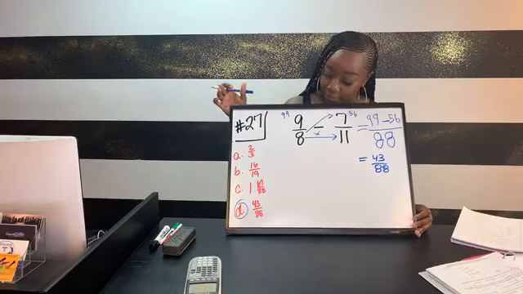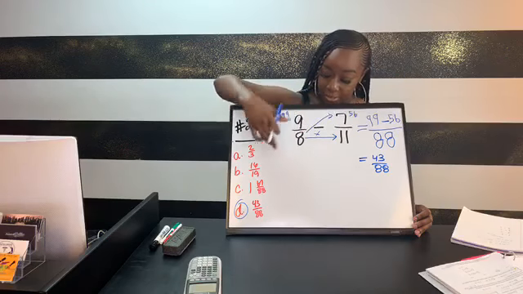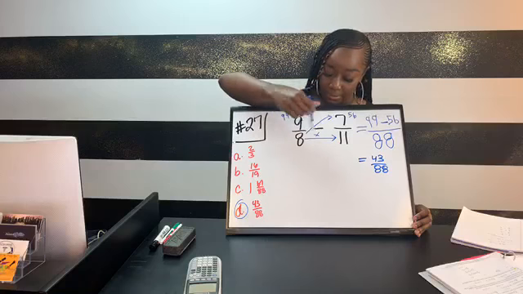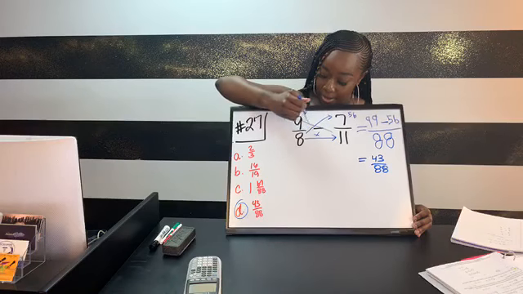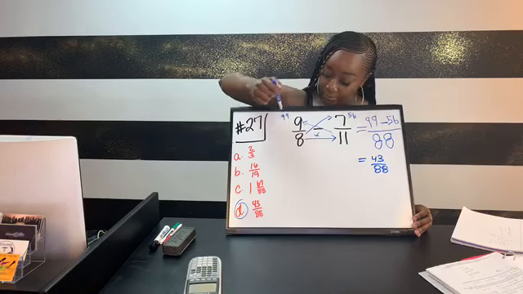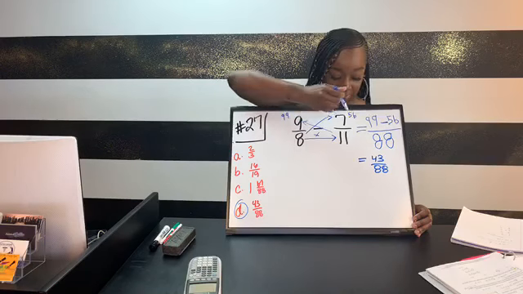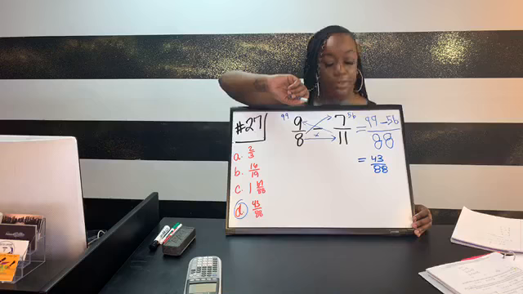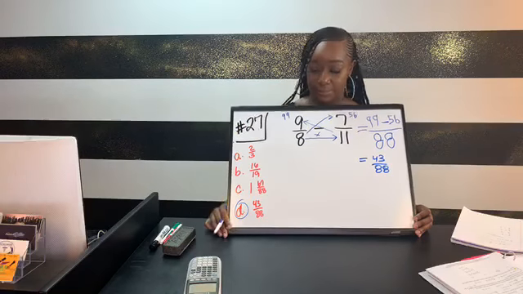So one more time from the top, anytime we add or subtract fractions, we multiply our denominators together. That gave us 88, and then we're going to cross multiply our values. So we do 9 and 11, which gave us 99, and 8 and 7, which gave us 56. And once we subtract those out, it gives us 43 over 88, which is going to be D.